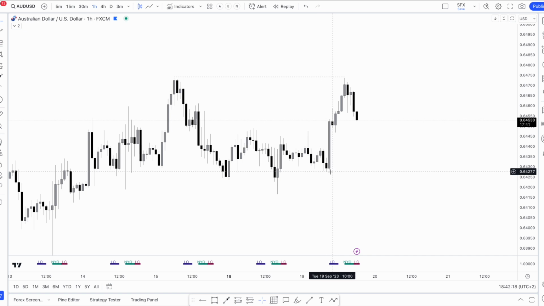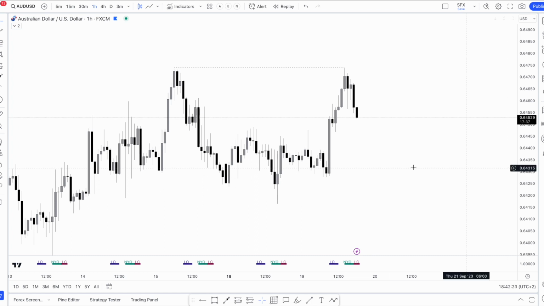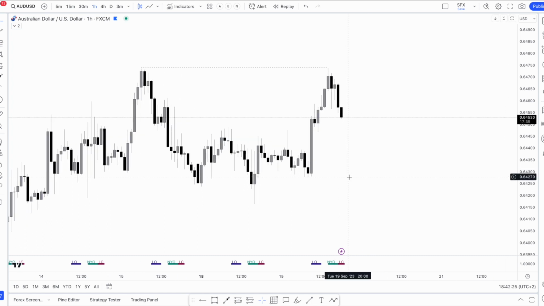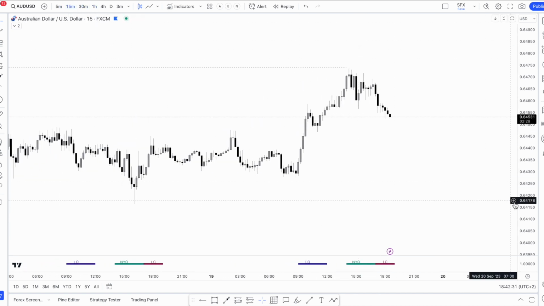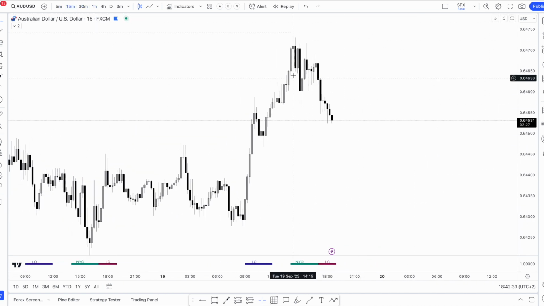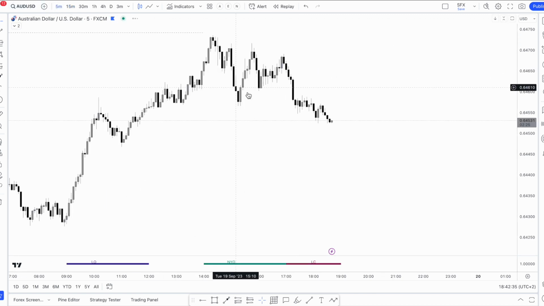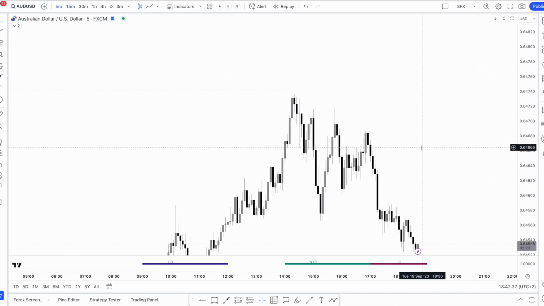Because we have relative equal lows there on H1 as well, so a lot of liquidity above and below, which is perfect for FOMC, obviously, to take everything out. So 15 minute time frame. I think the setup happened on 5 minutes later today.